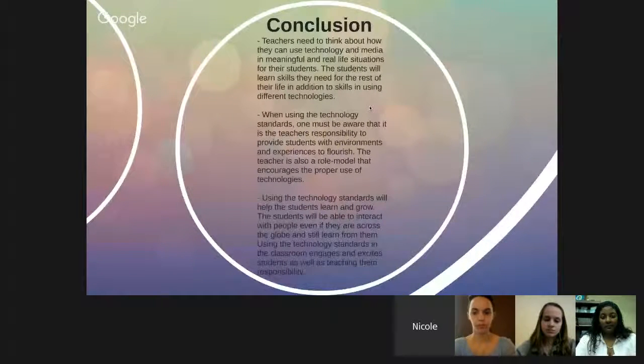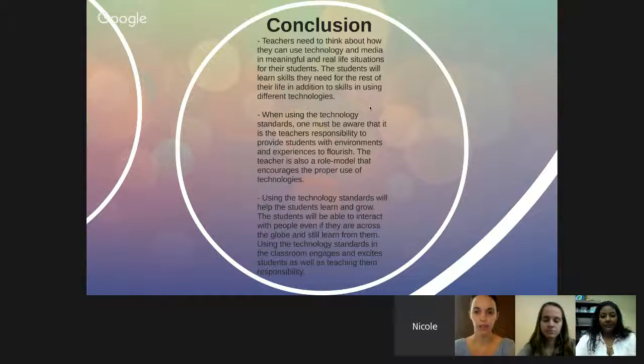So after doing the research, I concluded that teachers need to think about how they can use technology and media in meaningful and real-life situations for their students. The students will learn skills they need for the rest of their life in addition to skills in using different technologies. So the skills that students utilize when using the technology are skills that they will need in the changing society that we have that's very much based on technology.